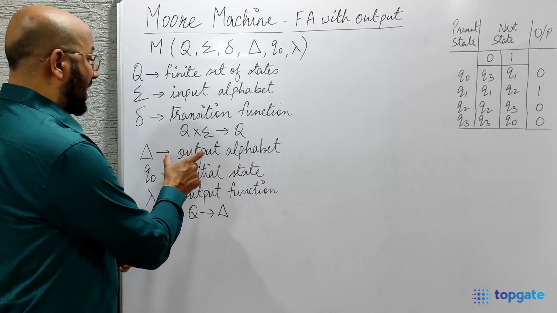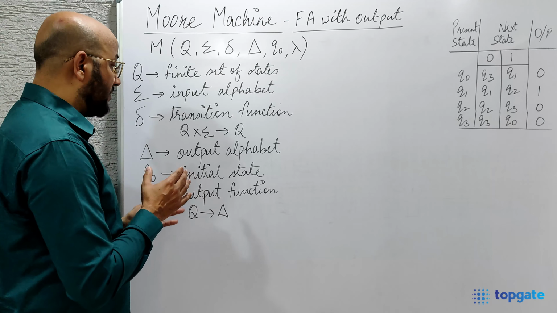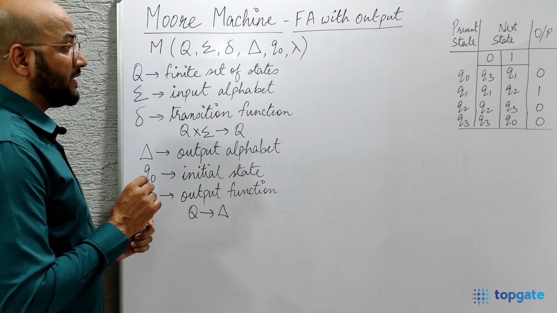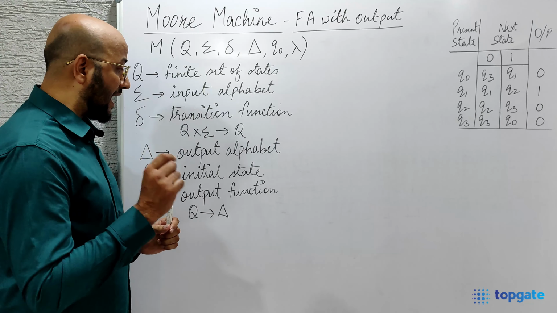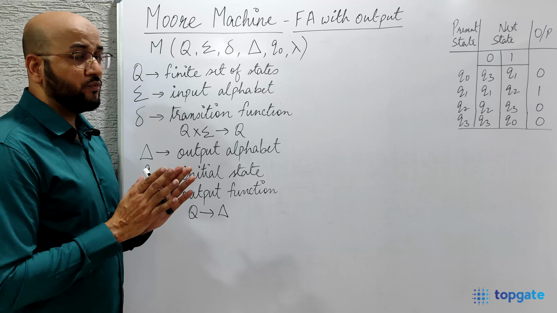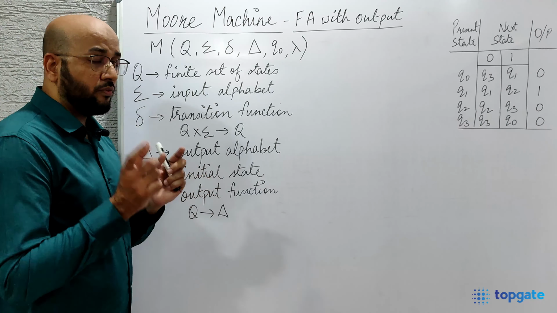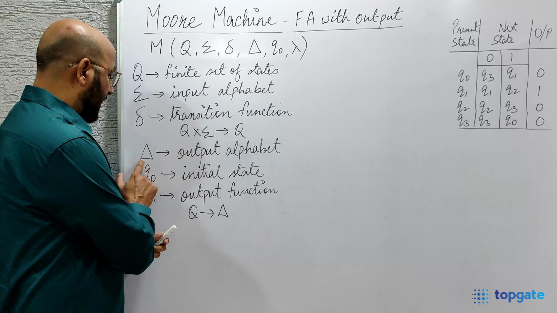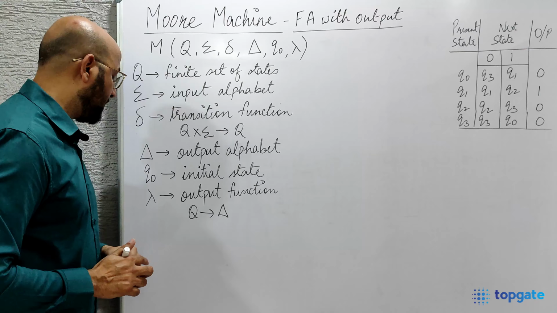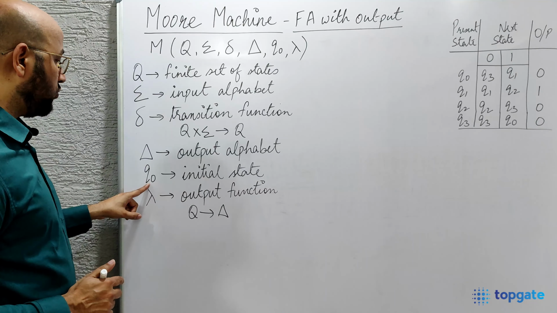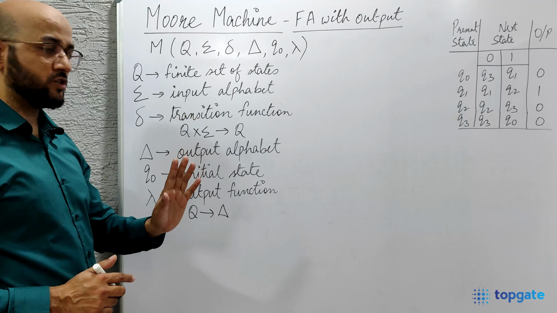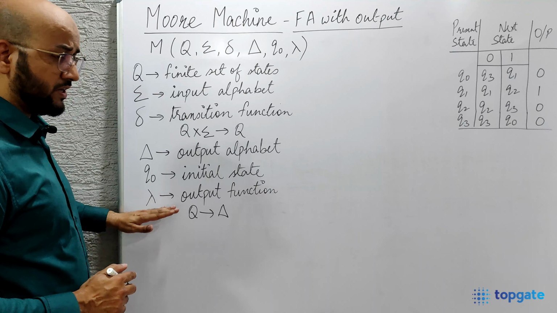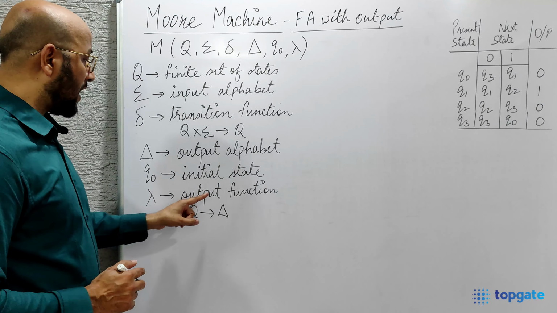And then we have a full delta. Full delta is the output alphabet. Now, why are we having an output alphabet in this one? Since I told you that this Moore machine acts as a language producer, that means if we visit any particular state, on that state only some output is produced. Now that output is denoted by this full delta symbol. And the next one we have is Q naught. Q naught is the initial state as we had in the NFA and the DFA. Then the last one we have is the lambda. This one is the most important thing. It is the output function.